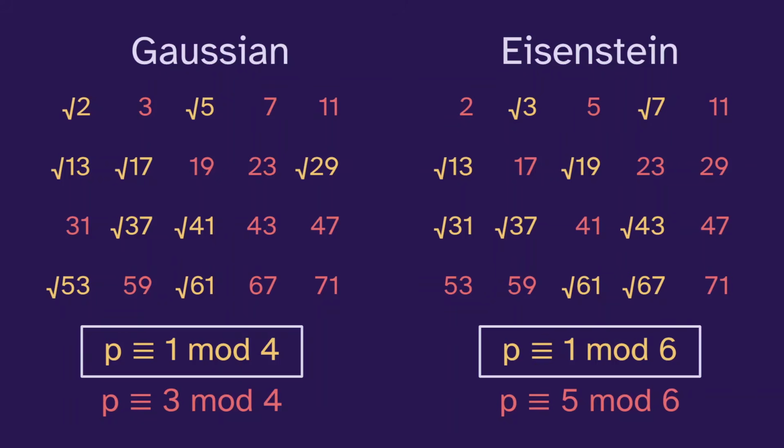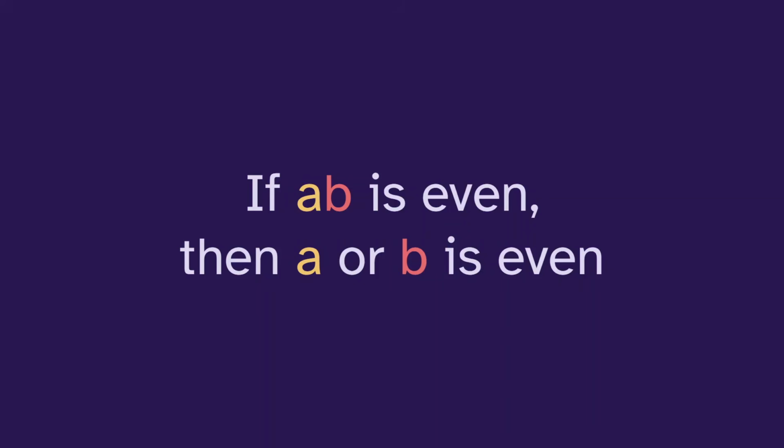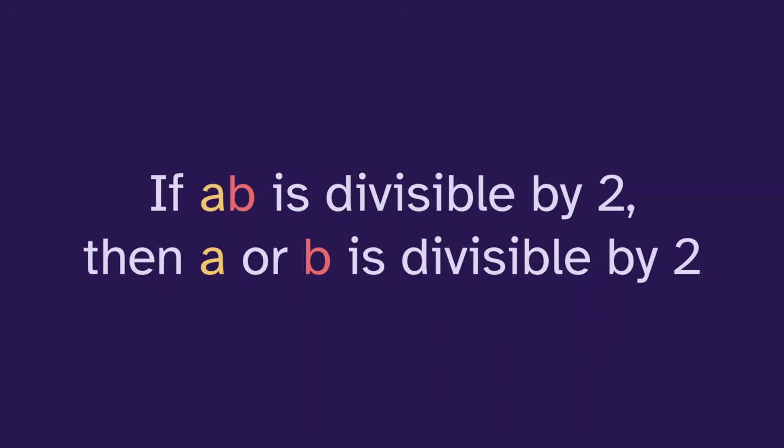Before we go into that, I want to discuss an alternate definition of a prime number. And we'll start by noticing that if natural numbers a and b are odd, then their product ab is also odd. And this means that if ab is even, then a or b is even. They can't both be odd because then ab would be odd. And by even, what we're really saying is that they're divisible by 2. If ab is divisible by 2, then either a or b is divisible by 2.